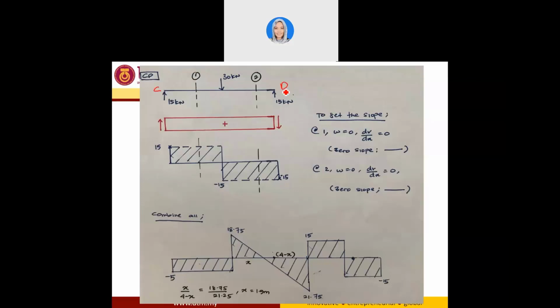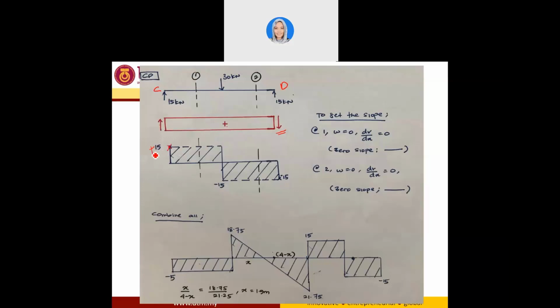So you have VCD equal to 15 kilonewton, and then you have a point load of 30 kilonewton over here pointing downward, and you have 15 kilonewton at point D. So this is our guidance in order to produce our shear force diagram. Going up and going down is positive. So we look into here. The arrow at point C is going upward, so it is positive because upward and upward is going to be positive. So we have a positive 15 here.